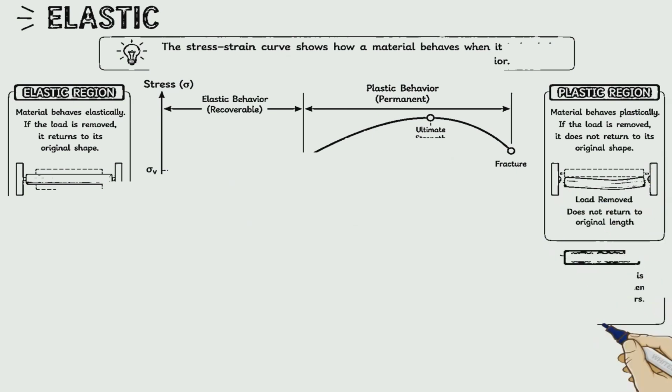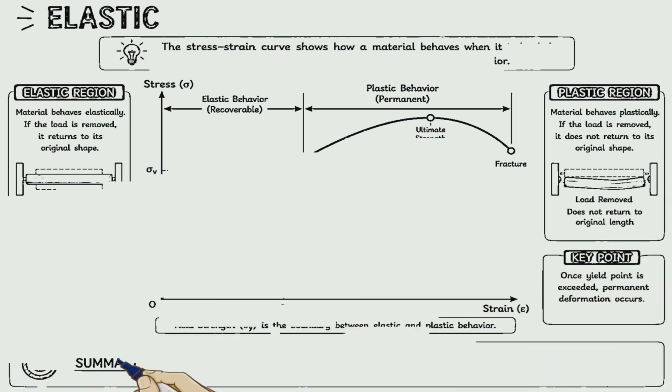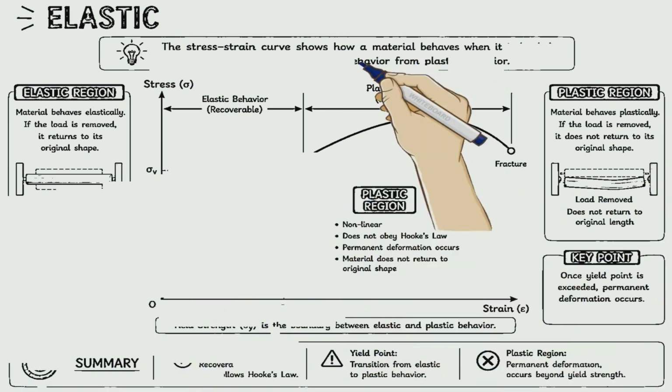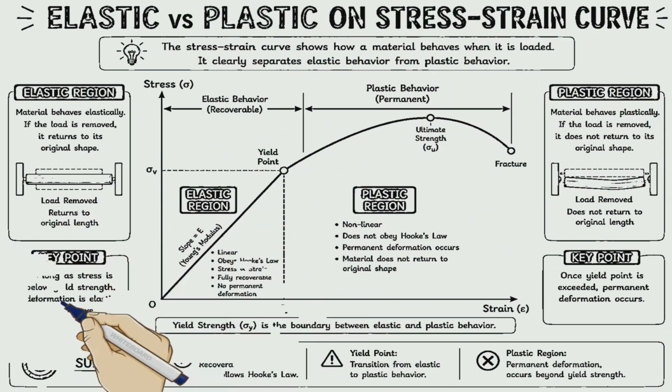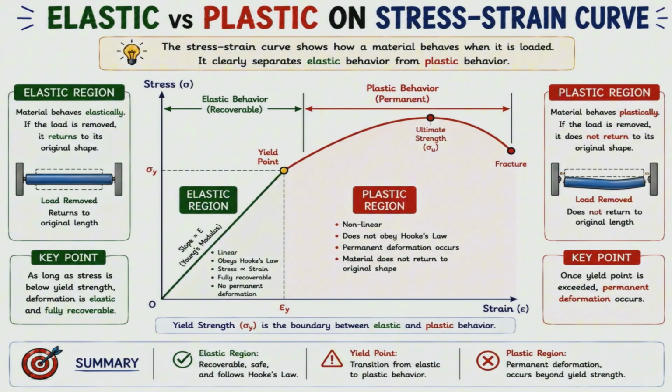In the elastic region, deformation is recoverable and Hooke's law is valid. At the yield point, permanent deformation begins. Beyond this point, the material enters the plastic region, where strain continues to increase and deformation becomes irreversible. Yield strength therefore acts as the boundary between safe elastic behavior and permanent plastic deformation.